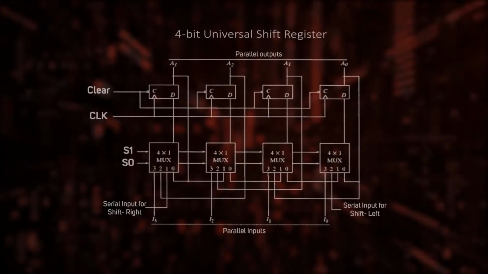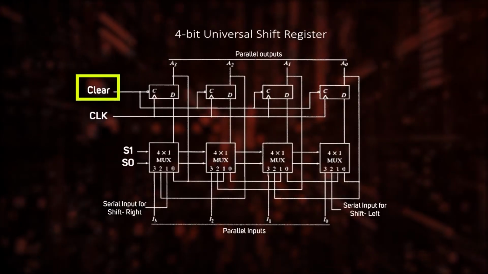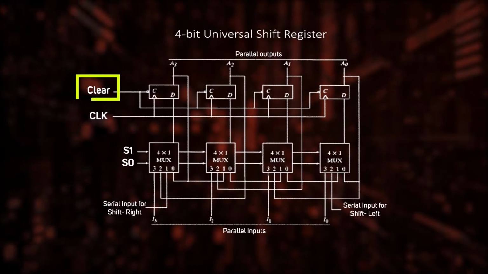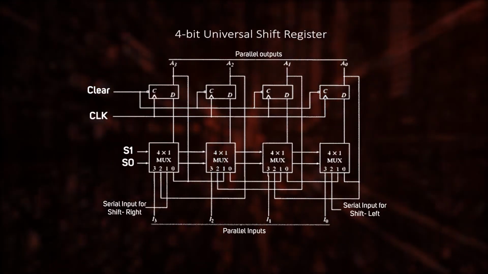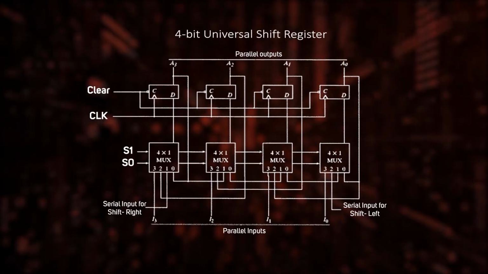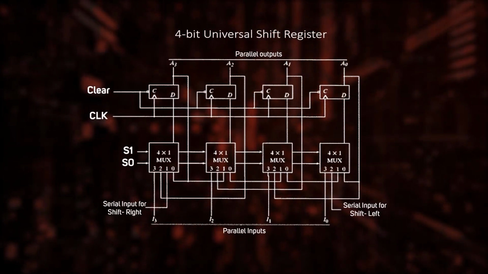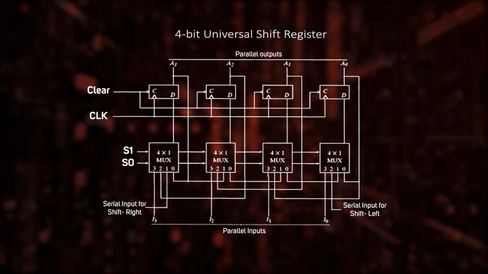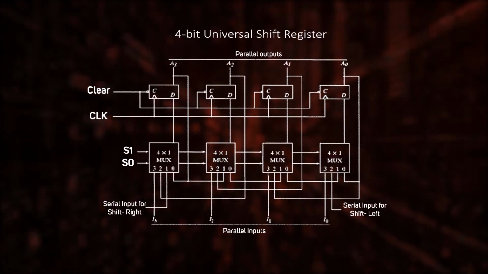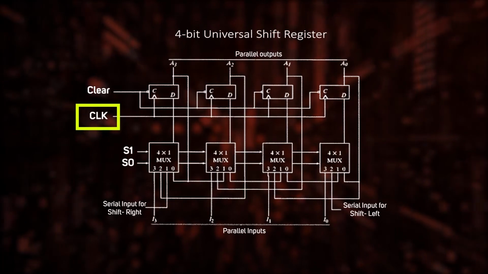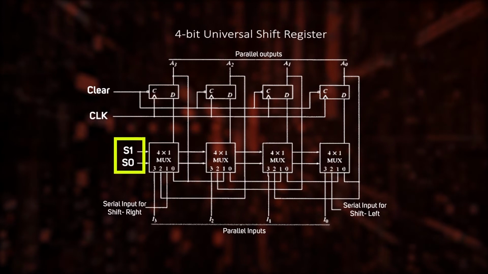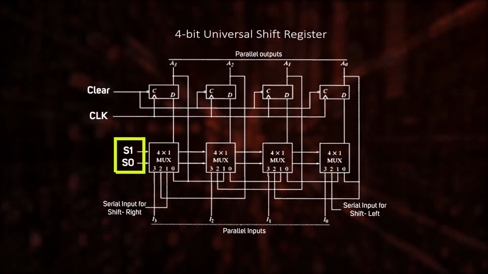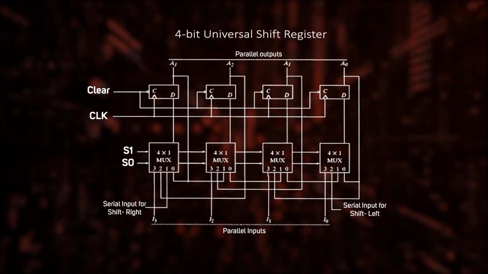Now, let us see the control operations. The clear signal is to clear all the flip-flops to 0. The clock determines the time at which the flip-flop stores the new bit of information, and it helps us to synchronize the operations of all the flip-flops. That is why all the flip-flops are connected with a single clock pulse. There are 2 more control inputs, S0 and S1. 2 such bits can have 2 raised to 2 combinations, that is 4 combinations altogether.